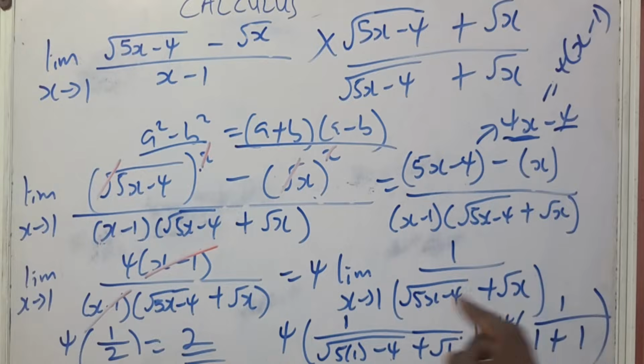What is x? x was 1. So square root of 1 also. Square root of 1 is 1. So I have 1 over 1 plus 1. That's 1 over 2. That's 4 times 1 over 2, which is 2. Does it make sense now?